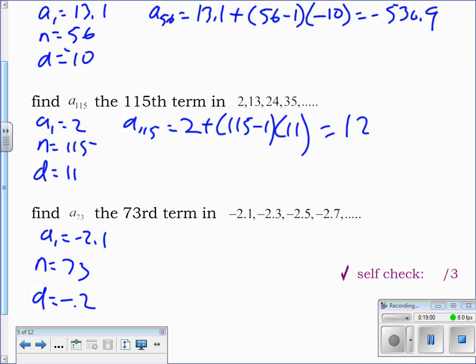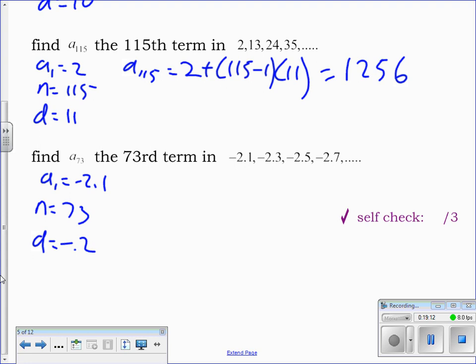Okay. 1,256. If we're all in agreement, it must be right. Either that or you're all wrong. I've had that happen on me. I've had that backfire before. That happens. It's not that big a deal.